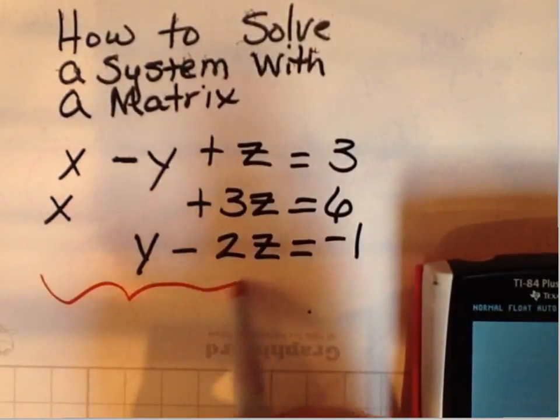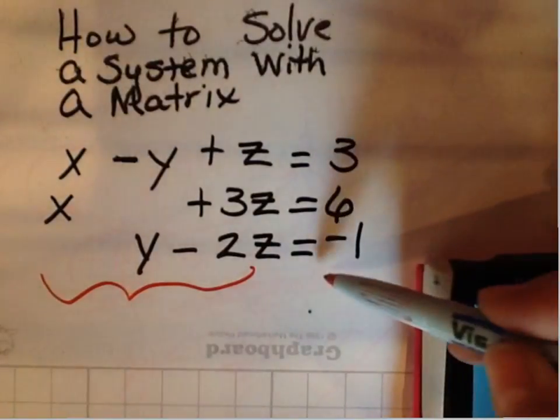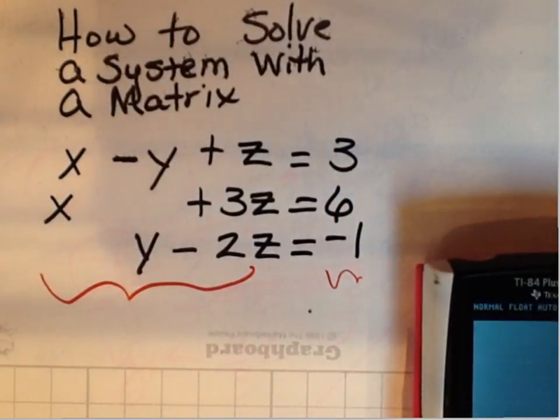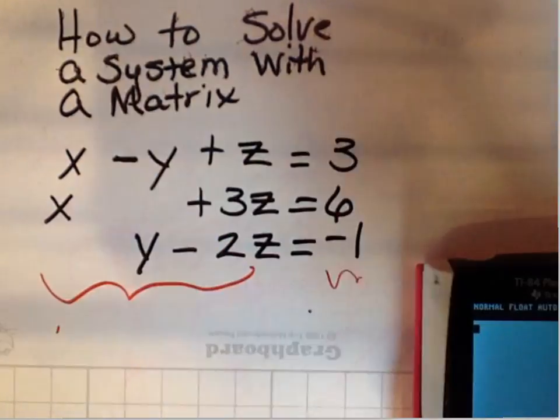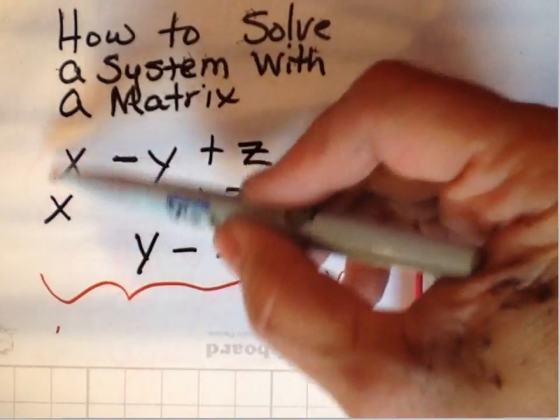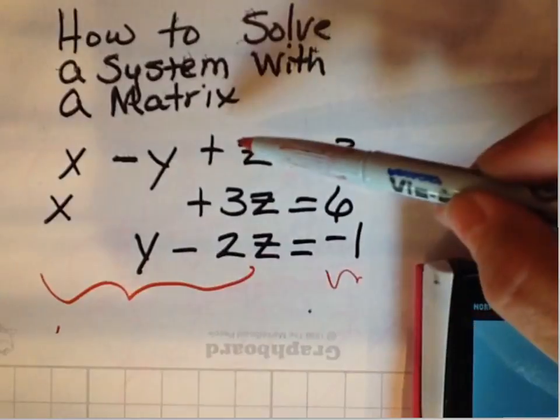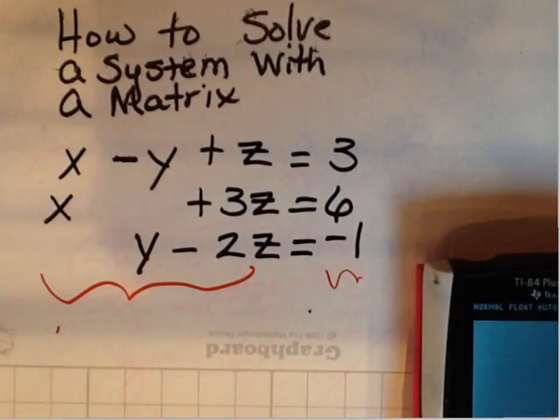I have all my variables over here on the left, and all of my plain old numbers over here on the right. And what I have done is I have stacked all my terms on top of each other. My x's, my y's, and my z's. And that'll just make things a whole lot easier for you.